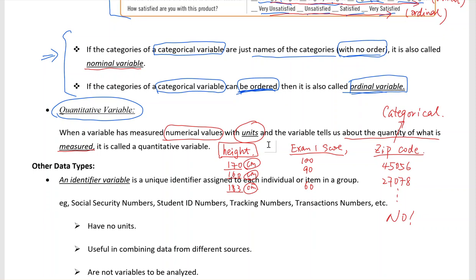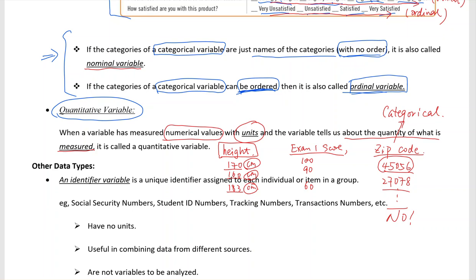a categorical variable. Why? You have these zip codes, and once you have a person and then you record their zip code, think about it. Then the people will choose a zip code that the location belongs to in this area, right? So 45056 is an area that a location belongs to.